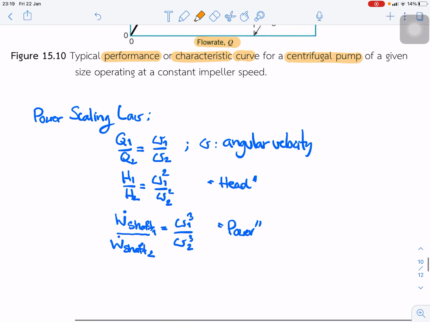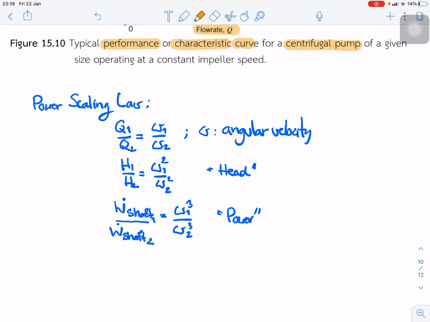And the last thing is power scaling. If we change the angular velocity, the flow rate changes. It is in direct proportion: Q1 and Q2 are proportional to the angular velocity. The head is proportional to the square of the angular velocity, and the power is proportional to the cube of the angular velocity. This applies when we change the angular velocity and find Q, head, and power.